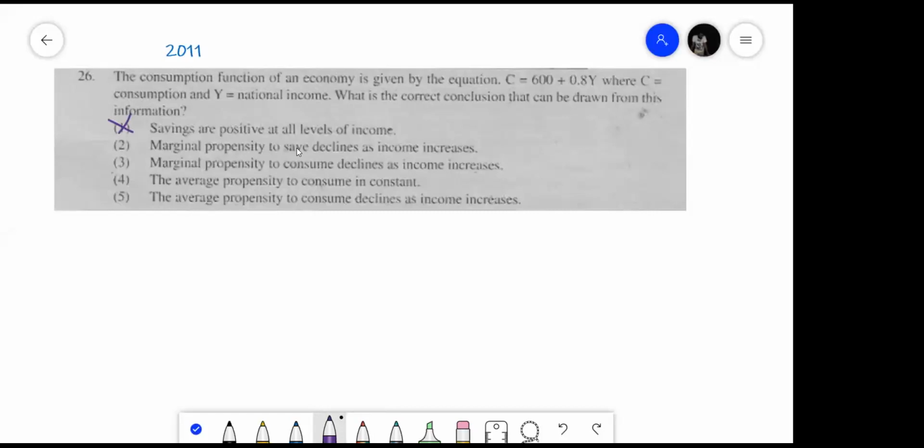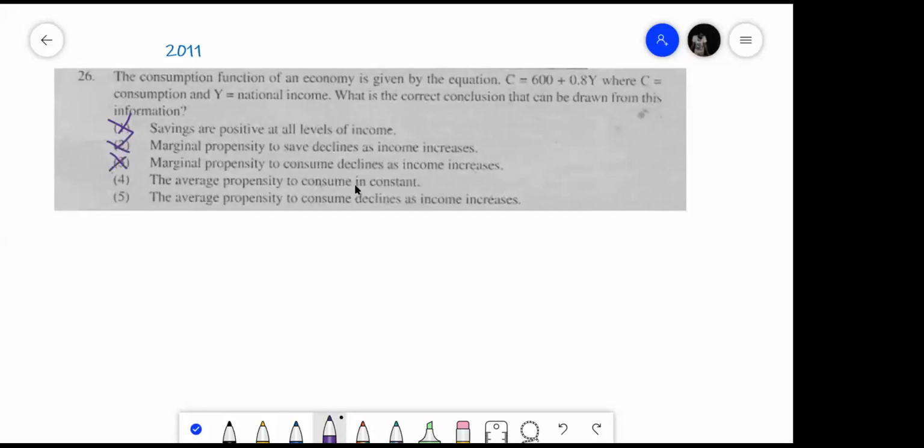Marginal propensity to save declines as income increases. Is it correct or wrong? As income increases, what happens to MPS? MPS remains constant. I calculated and showed you it was 0.2 in all the cases. That is wrong. Marginal propensity to consume declines as income increases: true or false? Exactly, this also doesn't change. Remember, in our calculation it was always 0.8. False.